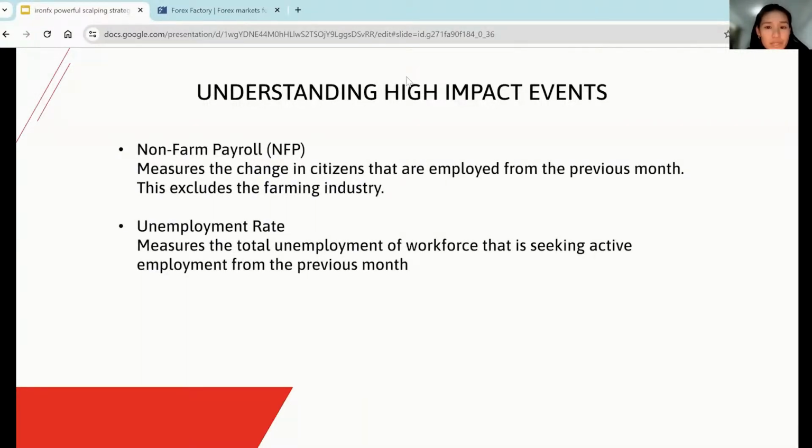Now we have employment data. Firstly we have the NFP, which is the non-farm payroll. It measures the change in citizens that are employed from the previous month, excluding the farming industry. Unemployment rate measures the total unemployment of the workforce that is seeking active employment from the previous month.